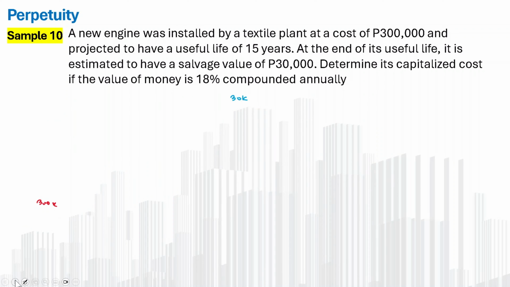Here's another perpetuity problem. Here, instead of the period being every year or every month, here we have every 15 years, every 10 years, so to speak. So in this particular case, we have a new engine installed by a textile plant at the cost of 300,000 pesos and projected to have a useful life of 15 years before it is replaced. So another 15 years to have another new engine and so on and so forth. Now, at the end of its useful life, it has a salvage value of 30,000. Determine the capitalized cost if the value of money is 18%.